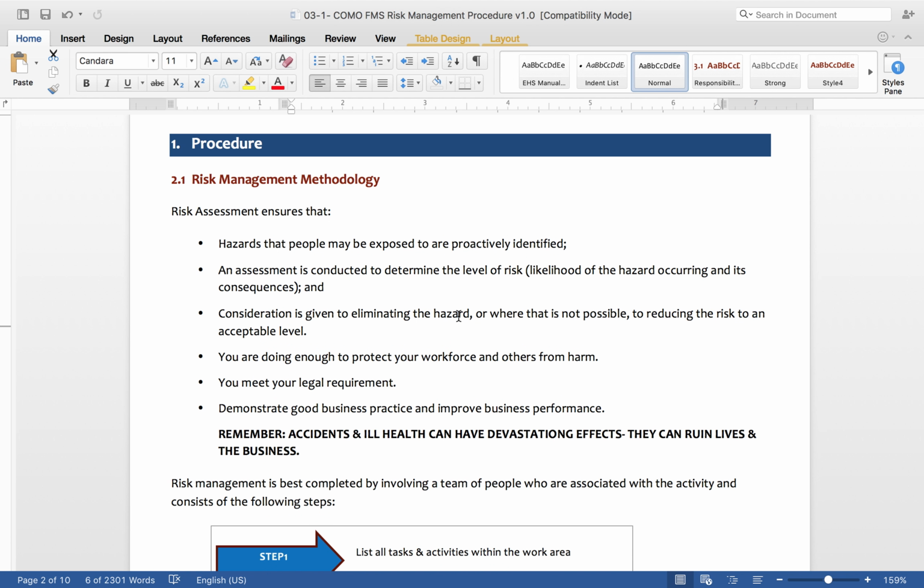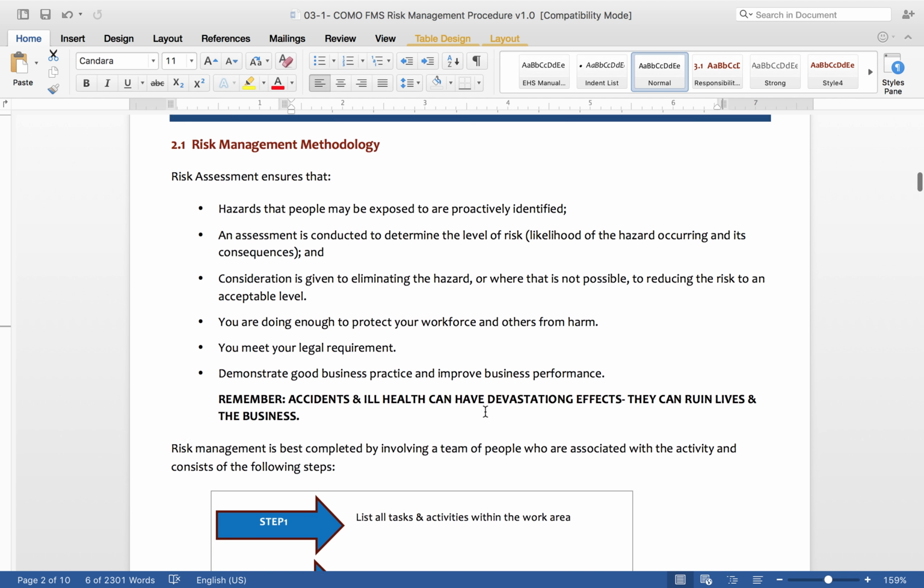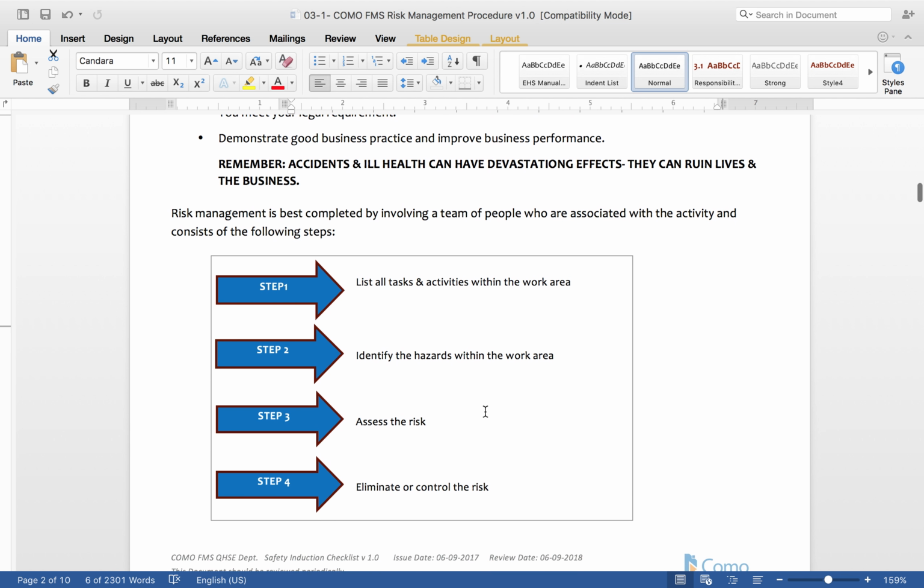Risk assessment ensures that hazards that people may be exposed to are proactively identified. It ensures that an assessment is conducted to determine the level of risk, and then consideration is given to eliminating the hazard or, where that is not possible, reducing the risk to an acceptable level. And risk assessment ensures that you are doing enough to protect your workforce and others from harm. You meet your legal requirement, demonstrate good business practice, and improve business performance. So that's how important risk assessment is.